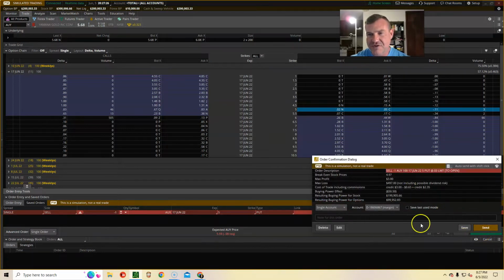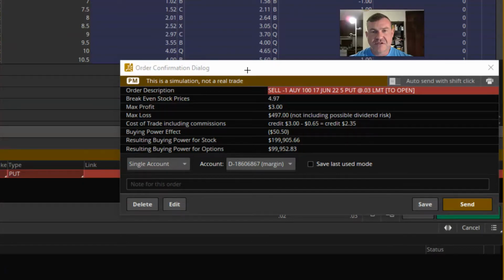And let's take a closer look at what's going on here. This is our order confirmation dialog or box. And it shows the order description. It's letting us know this is not a real trade. Order description, we're going to sell 1 AUI.